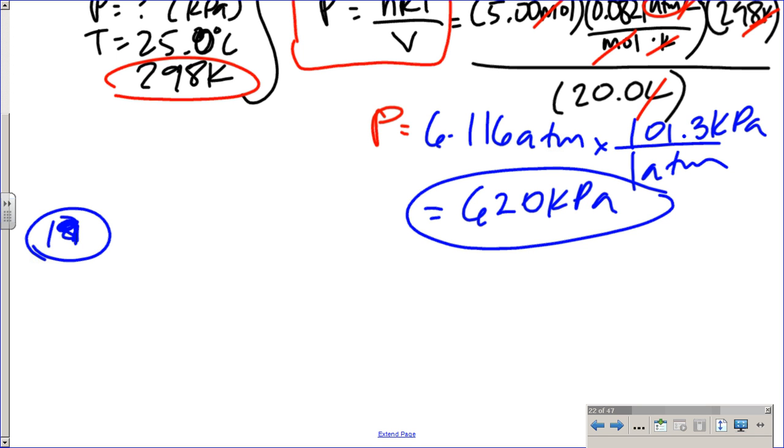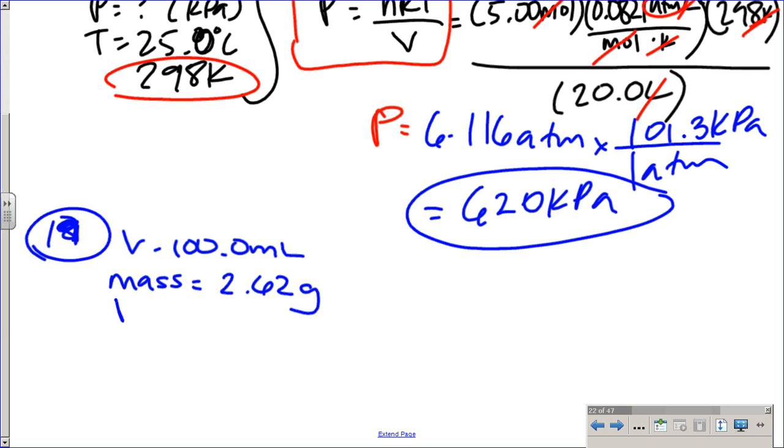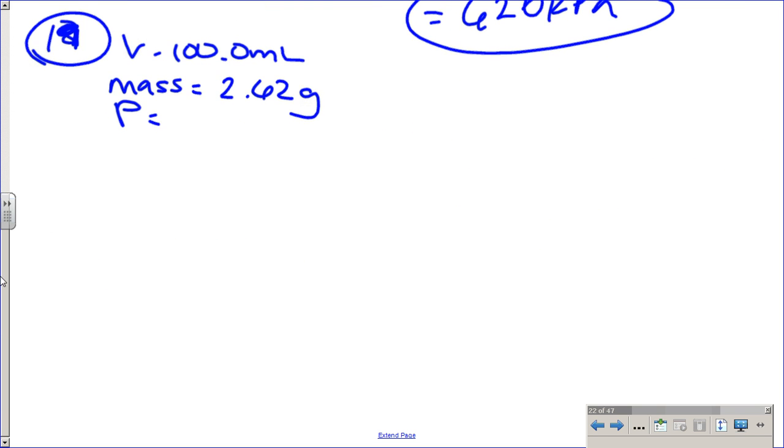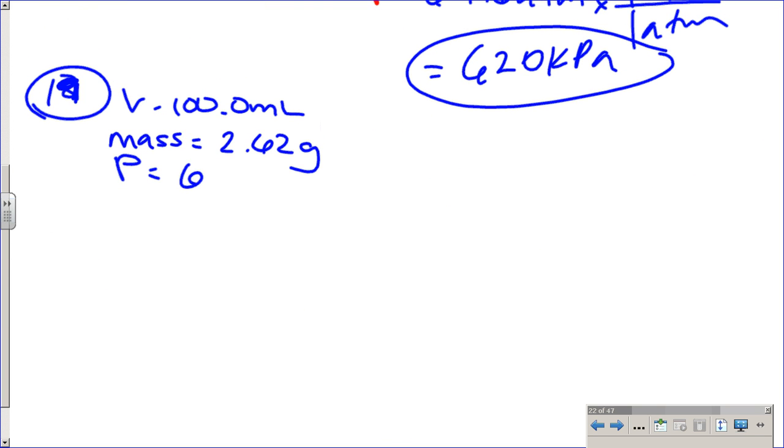Okay, I'm starting 19. I'm going to just talk out loud at you here. 100 milliliters of gas is collected in a very large test tube. The weight of the gas in the test tube, this is interesting, we're given mass, is 2.62 grams. We may not need it till the end of the problem, but I'm going to write it down. The gas was collected at pressure P, 697.68 millimeters of mercury.